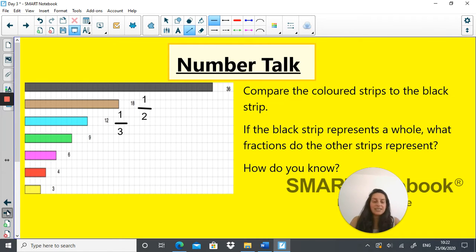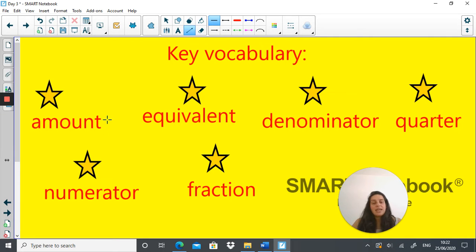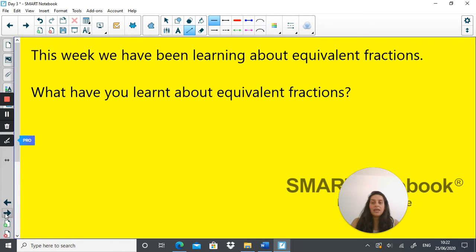Great start, guys. The key vocabulary today is amount, numerator, equivalent, fraction, denominator, and quarter. So far this week, the vocabulary has remained the same, apart from this one here, which has changed from half, 1/3, and a quarter, obviously because of the equivalent fraction we're looking at that day. This week we've been learning about equivalent fractions. I want you to jot down on your piece of paper what you've learned so far about equivalent fractions.